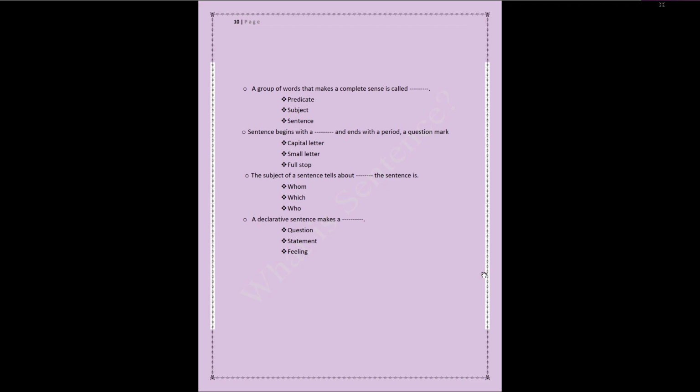The subject of a sentence tells about dash the sentence. Number four, a declarative sentence makes a question, statement or feeling. What does it make? Yes, it makes a statement.